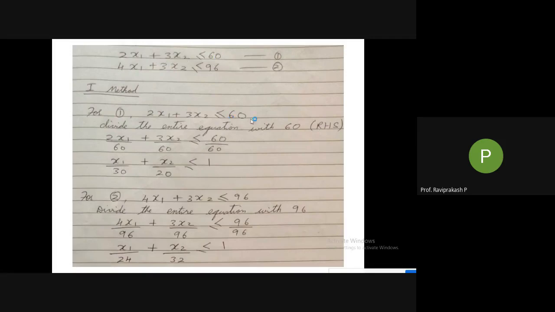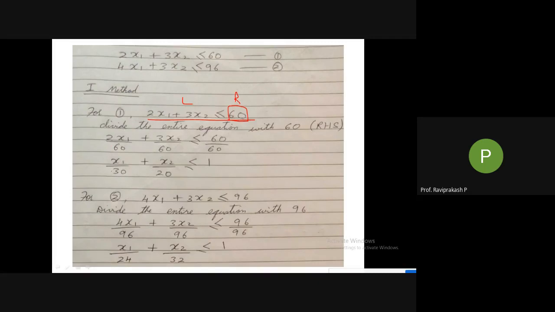We need to make this 60 as 1. So how to do it? I have to divide the entire equation by 60, that is the RHS. So this is less than or equal to, right? This side is called the RHS, and this side is called the LHS. Left hand side and right hand side.